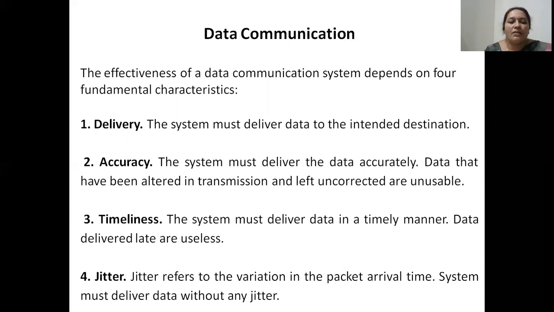So if jitter happens like this, the quality of the video, the quality of the information will be spoiled. Hence, the data communication system must ensure that the data is delivered without any jitter. So audio and video both should be delivered at the same time, only then the quality of the video can be better. So the data communication system to be effective must have the best delivery, best accuracy, and timely delivery of information with no or minimal jitter.